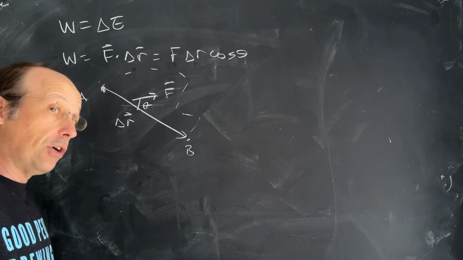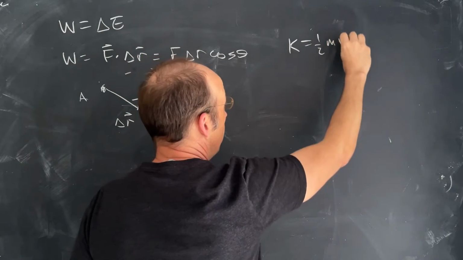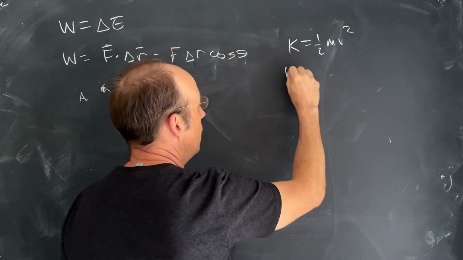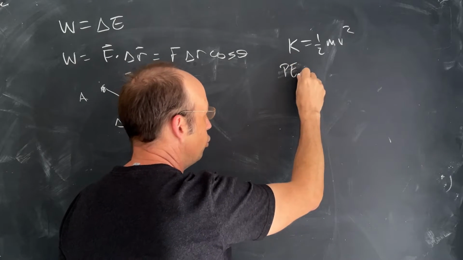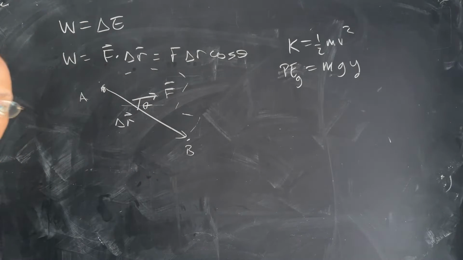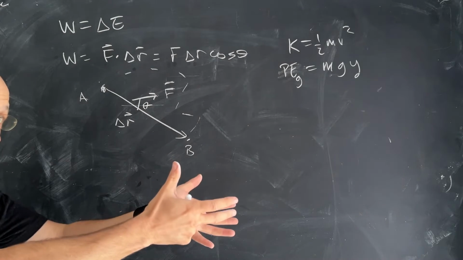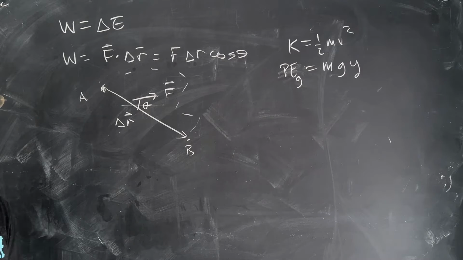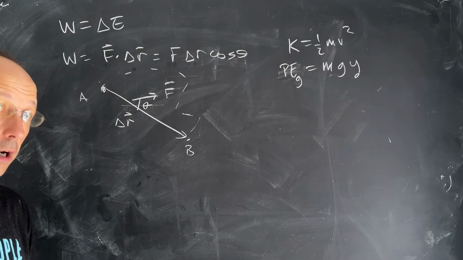Well, you probably saw things like kinetic energy, 1/2 mv squared. You probably saw something like gravitational potential energy, which they like to write in the book as PE_G, which would be mgy. And so if you have a system that does work on the system and you get this change in energy, it could be change in kinetic, it could be change in gravitational potential energy, it could be a number of things. Okay. And that's what we're going to be talking about today.